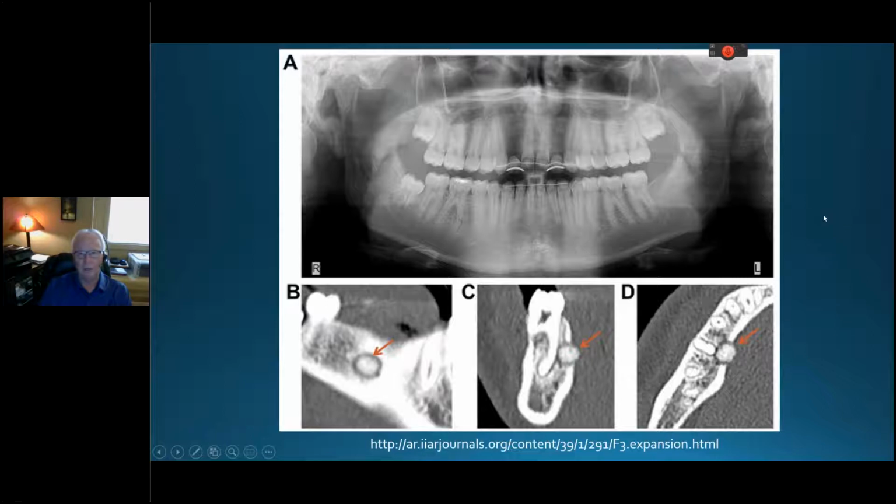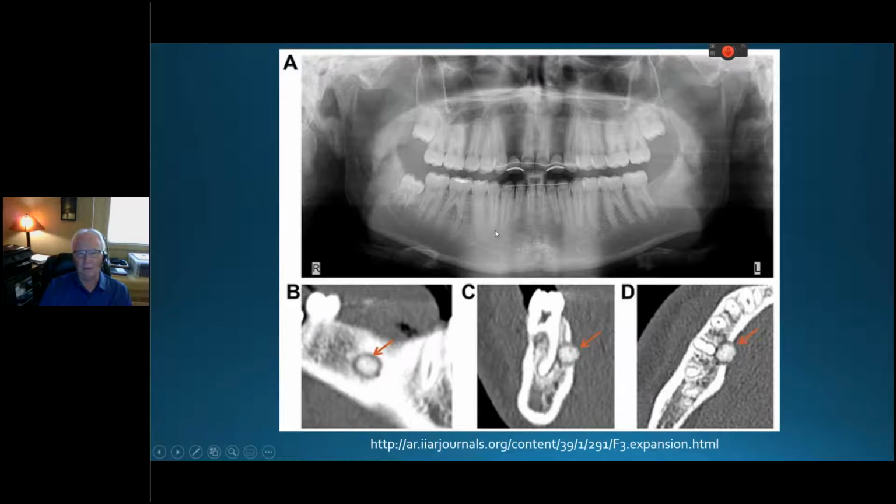This is one that came off the internet, and I put the actual URL in there for you so you could go and look at it. But I want you to look closely. This is a normal panoramic digital image. You can see that there's some orthodontics going on. They're keeping spaces maintained for lateral incisors that are missing congenitally. But I don't see a lesion at all in the panoramic.